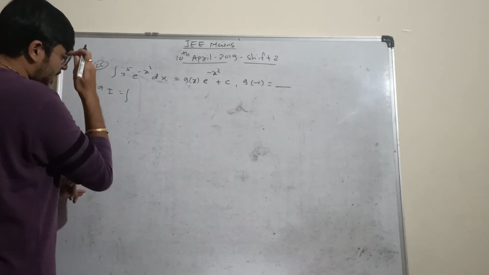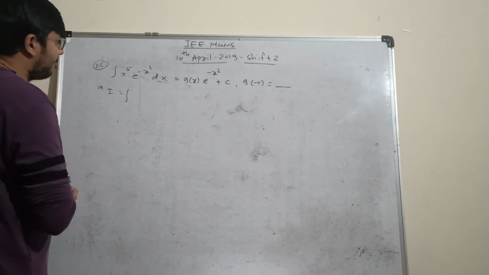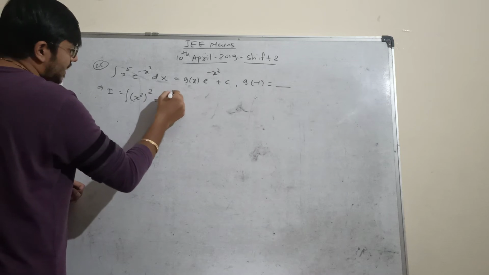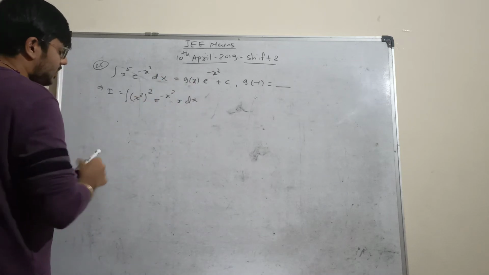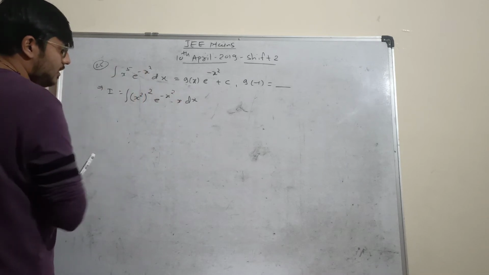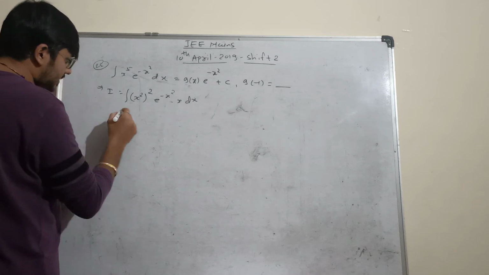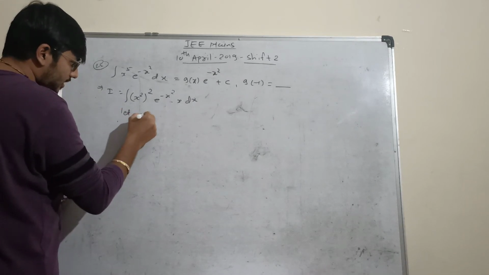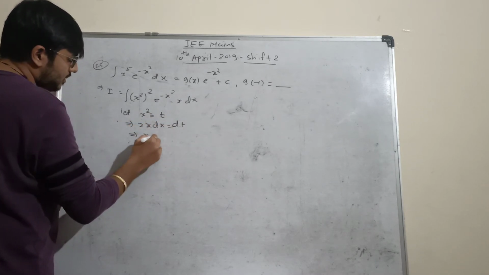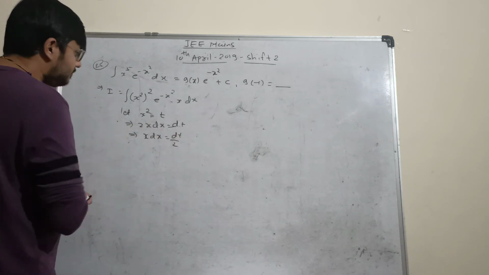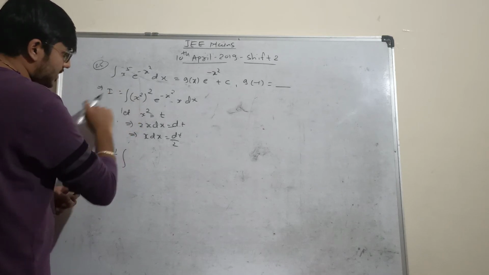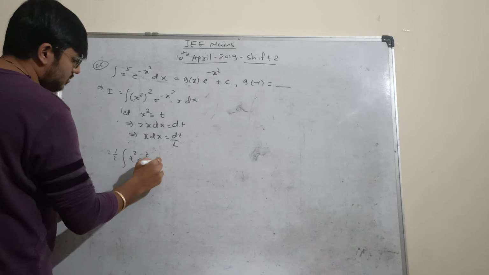So I equals, I can write down like this as integral of (x square) whole square e raised to minus x square into x dx. Just check. X square, that is x square whole square, that is x raised to 4 into x raised to 1, which is x raised to 5. And now let us take the substitution, that let x square as t, so 2x dx equals dt, and x dx equals dt by 2. Now if I put these values, so 1 by 2 outside, x square we took as t, so t square e raised to minus t dt.